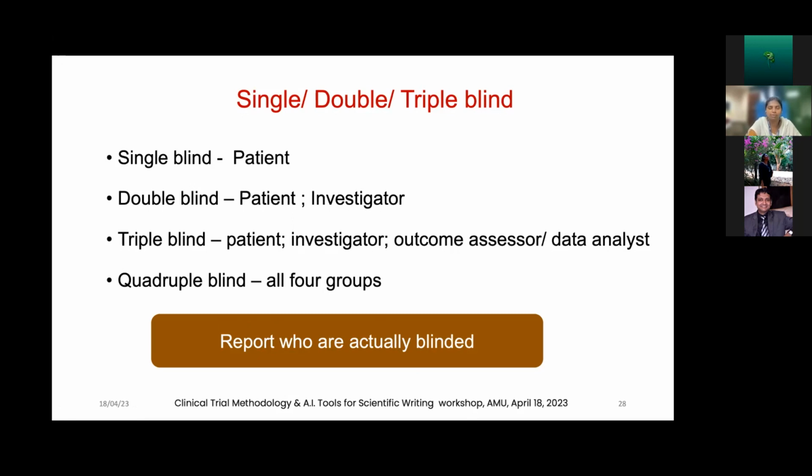Knowledge of being in a particular trial might influence different stakeholders in different ways. So that will affect the outcome of the results. Okay, so that is about blinding.